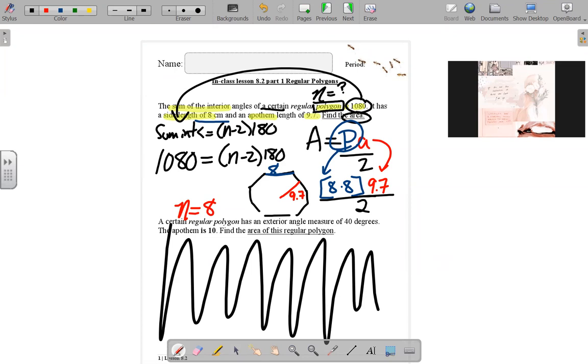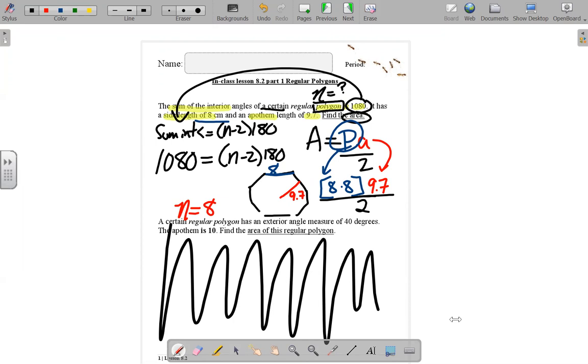Don't do the one on the bottom. Good job, you guys. I multiplied, I did 8.8 times 9.7. Those of you who I'm giving a great, go ahead, start working on pages 2 and 3. I'm going to let you work for about 10 minutes and then we're going to regroup and do a little bit of page 4 together.